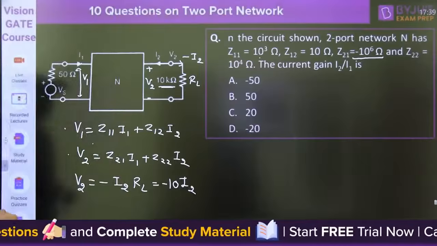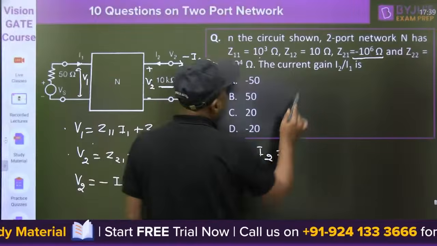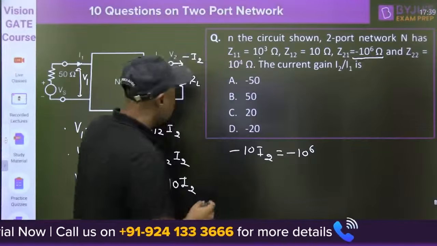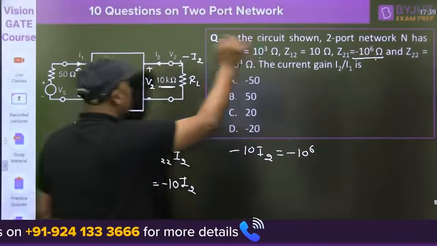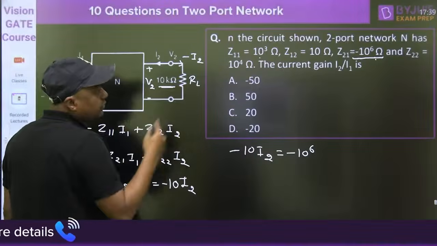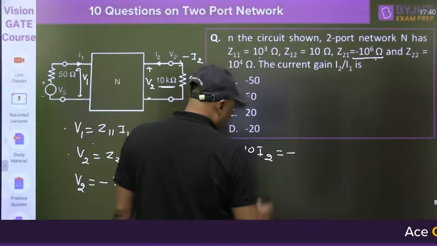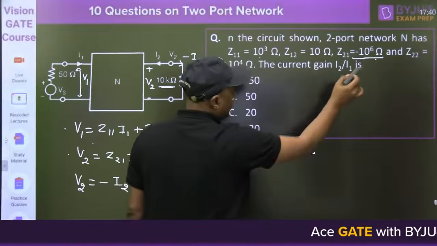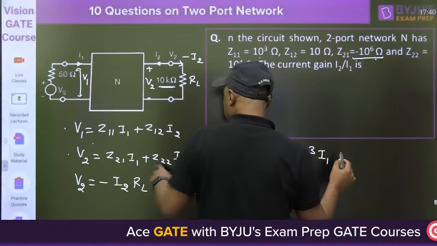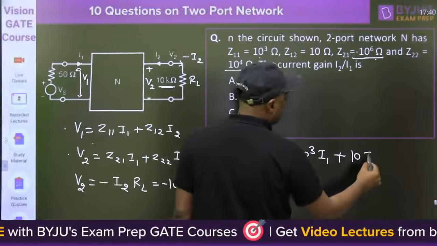Now you can use the second equation. What is V2? 10 times I2 is equal to, what is Z21? Z21 is minus 10 to the power 6, right? And remember, it is in ohm. If it is in ohm, you can also use it in kilo ohm. You can convert ohm into kilo ohm. If this is in ohm, what is it in kilo ohm? 10 to the power 3. Be careful about it. I1 plus Z22, 10 to the power 4 ohm means 10 kilo ohm, I2.